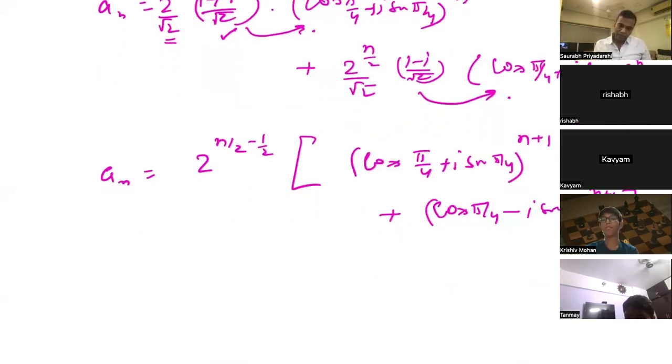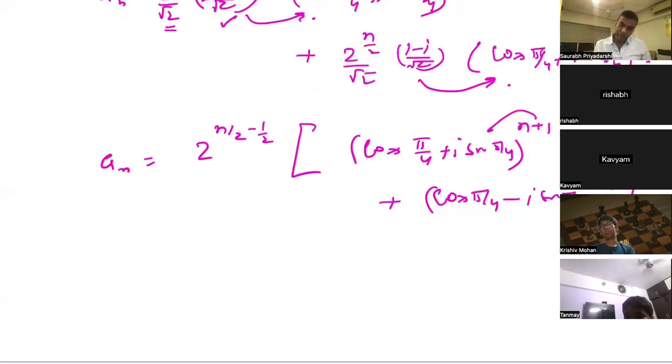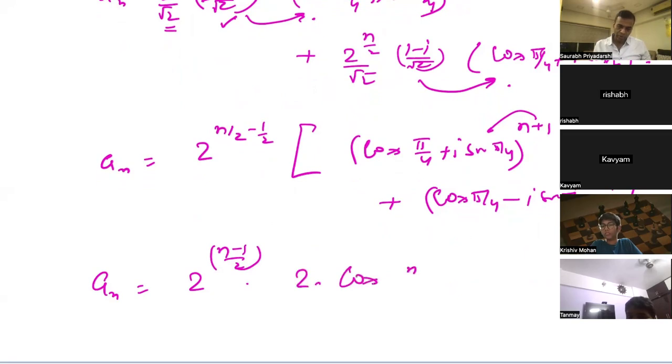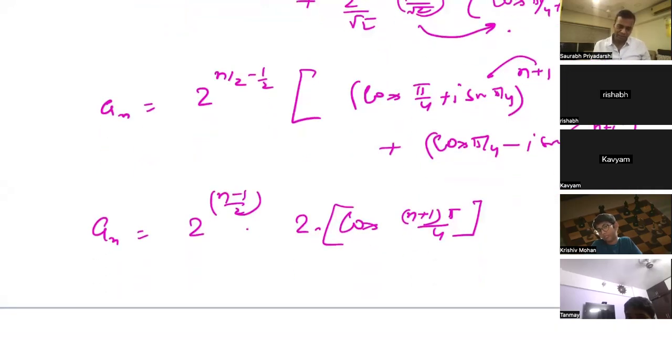By de Moivre's theorem, this angle comes in place of this. So a_n equals 2 to the power (n minus 1) by 2 into, right, both sine terms cancel out. This will be 2 into cos((n plus 1) pi by 4). So no worry on this now. When we do complex numbers, this will be the easiest term, right? So no worry on this. We'll solve that: cos((n plus 1) pi by 4).